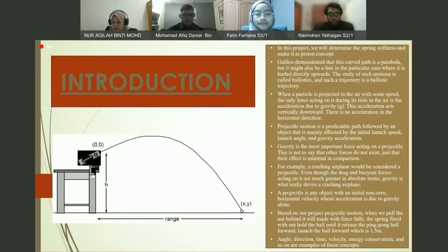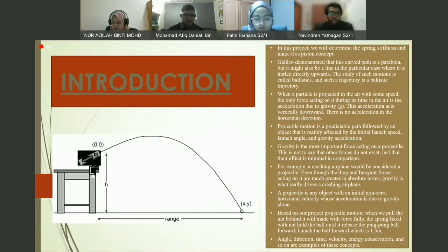Based on our projectile motion, when we pull the nut behind, it will move forcefully. The spring fixed with the nut holds the ball until release, and the ping-pong ball launches forward, which is 1.5 meters. Angle, direction, time, velocity, energy conservation, and so on are examples of this concept.